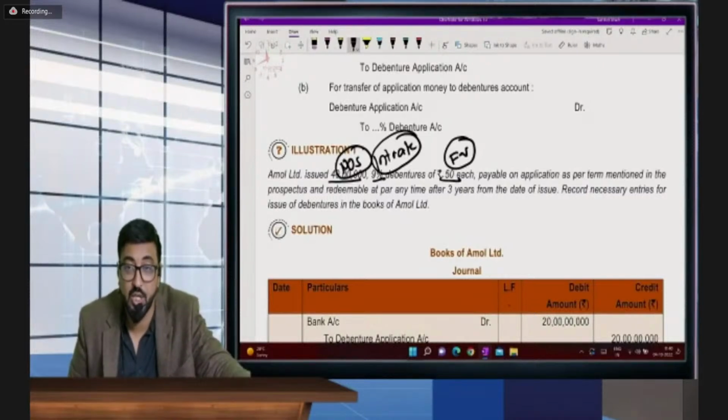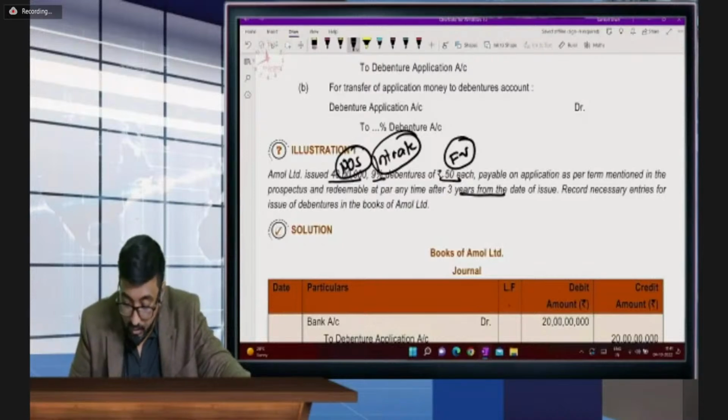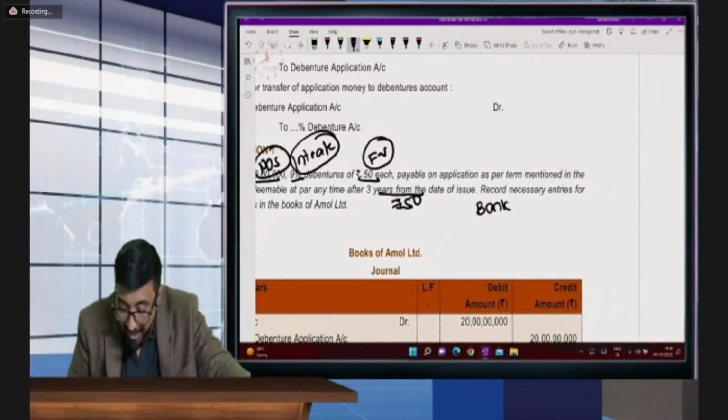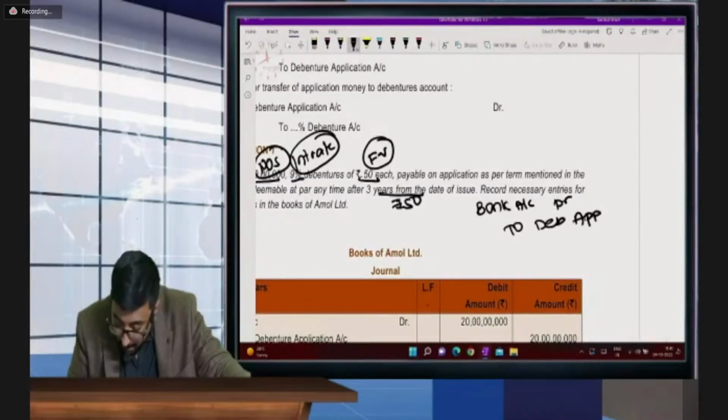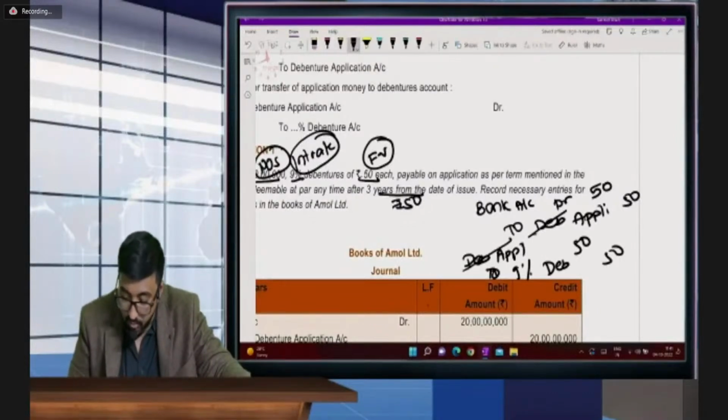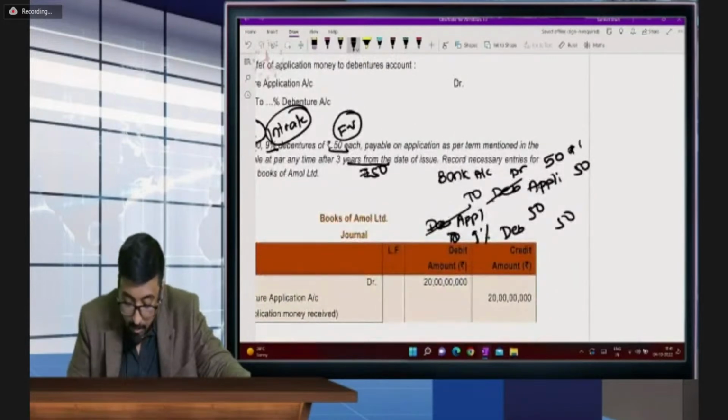Payable on application as per the terms mentioned in the prospectus and redeemable at par any time after 3 years from the date of issue. At par means after that, you have to pay 50 rupees. So what is the entry? Think for one debenture. Bank account debit, to debentures application, 50-50. And then debentures application, to 9% debentures, 50-50. Application will get cancelled. Now just multiply by 40 lakhs.